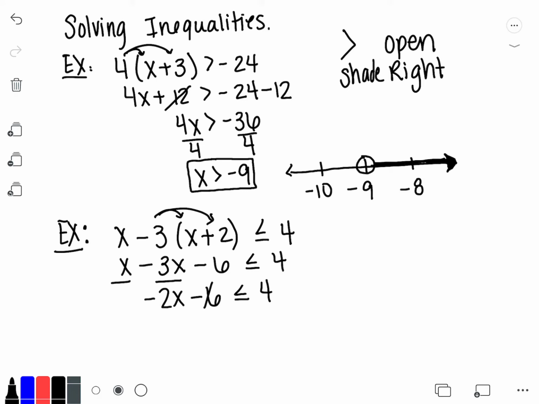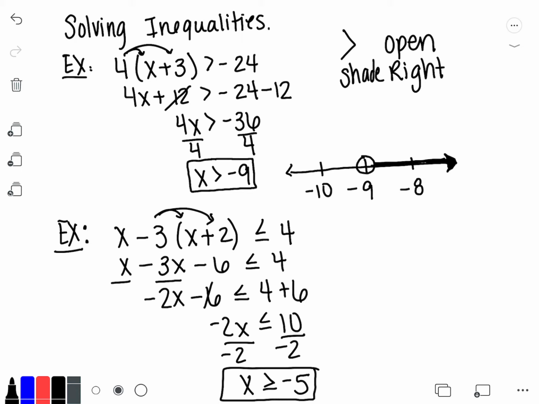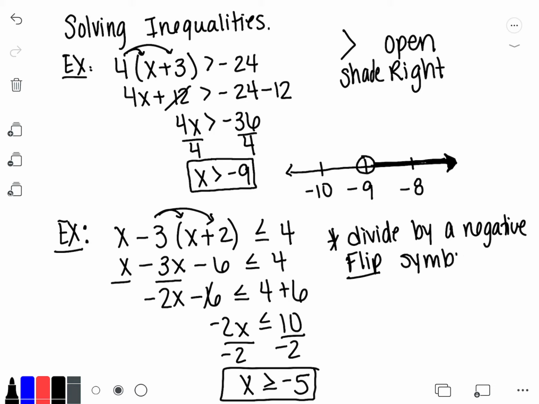We're going to add the 6 to the other side of the inequality. And now we're ready to divide by negative 2. Now, this is a special situation in which if you divide by a negative, you noticed I flipped my inequality symbol. So when you divide by a negative, you must flip the inequality symbol. So it started out as less than or equal to, and I ended up with greater than or equal to.